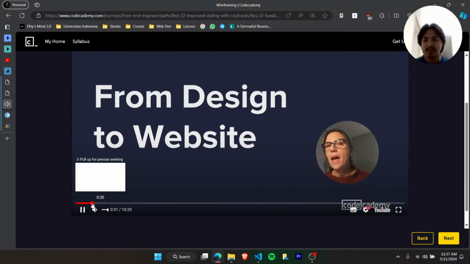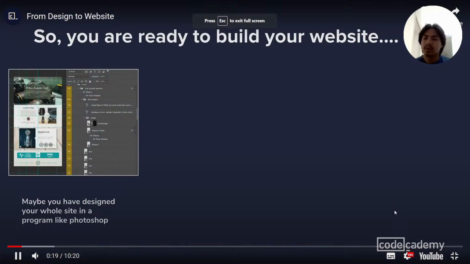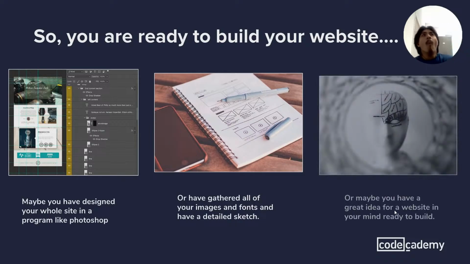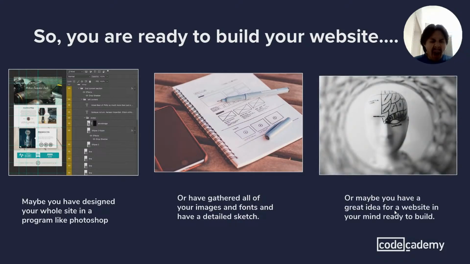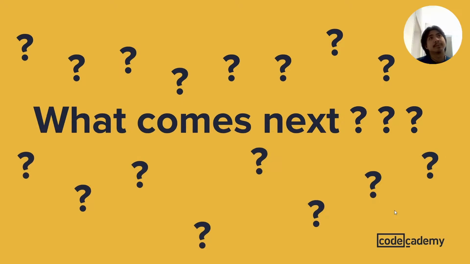Hello, my name is Maggie, a web and graphic designer from the Philadelphia area. In this video, we're going to take a look at how we go from a design or an idea for a site to an actual website. So you are all ready to build your website. Maybe you've been working in Photoshop and have your whole site laid out. Or you've gathered all of your images and fonts and have a detailed sketch. Or you have a great idea inside of your mind ready to be built. Sometimes we get to this point and we just don't know what comes next. Okay. This can be a little bit overwhelming and may make us want to jump ship. In this video, I'm going to give you some ideas on how to proceed from your idea to your site.